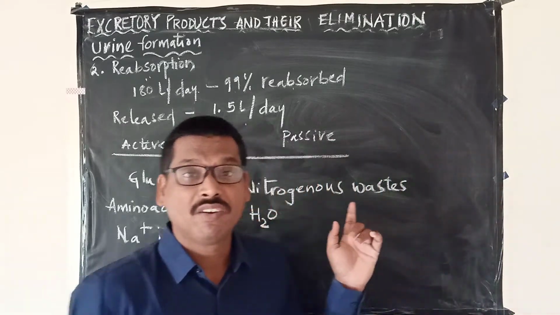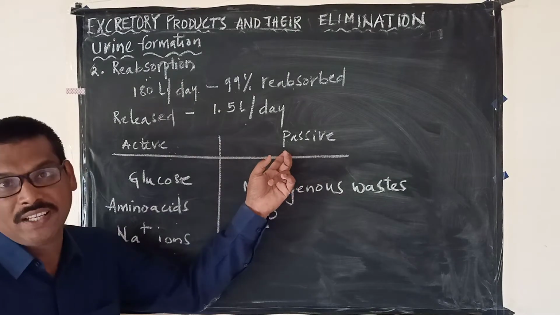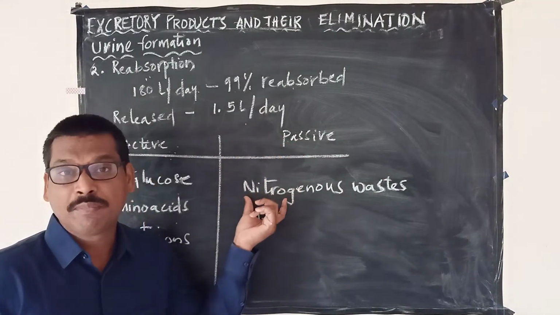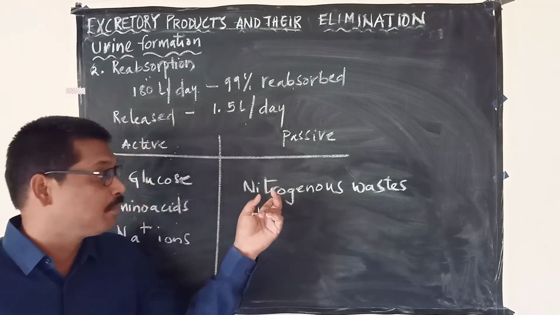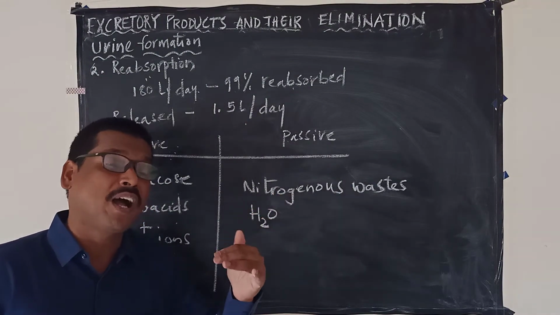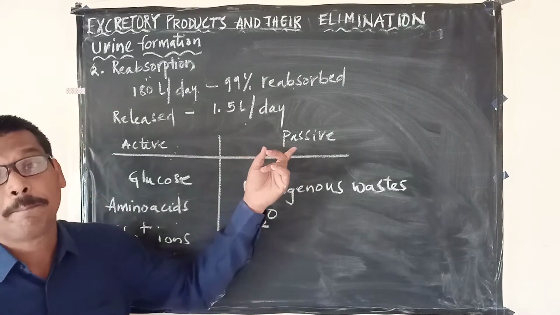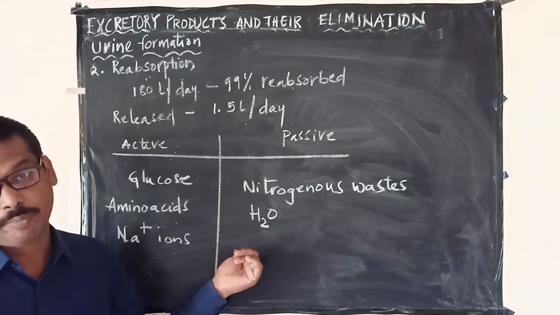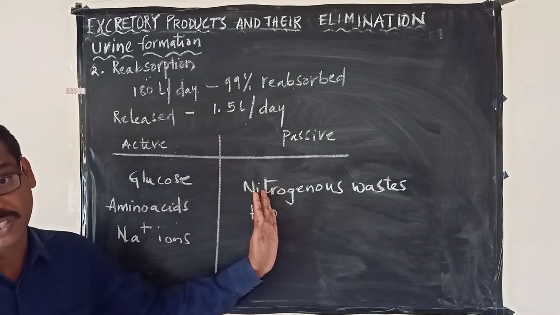Even sodium ions are reabsorbed by active reabsorption. Passive reabsorption will be taking place in the case of what? Nitrogenous base. Passive reabsorption is taking place in the case of nitrogenous base. And also in the initial parts of the renal tubules, water will also be passively reabsorbed. Please remember, active reabsorption will be taking place, passive reabsorption will be taking place.